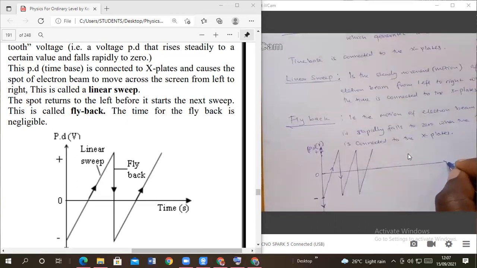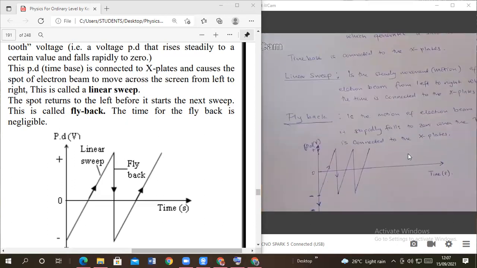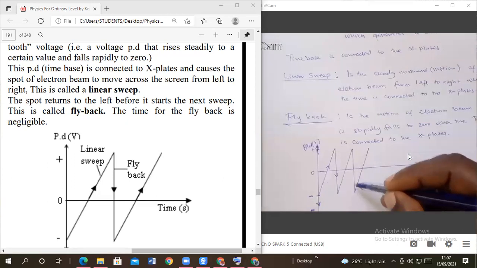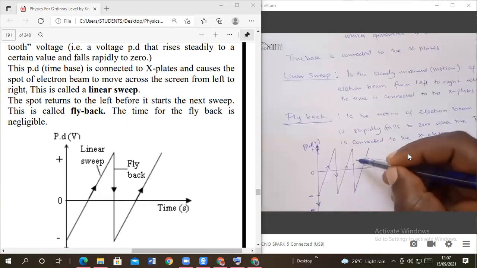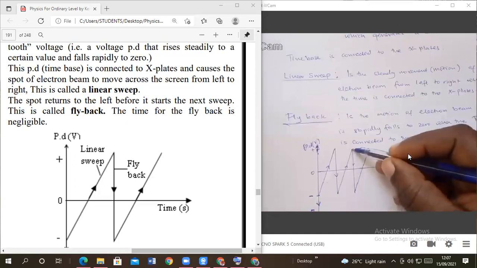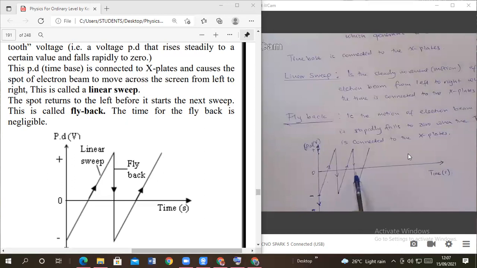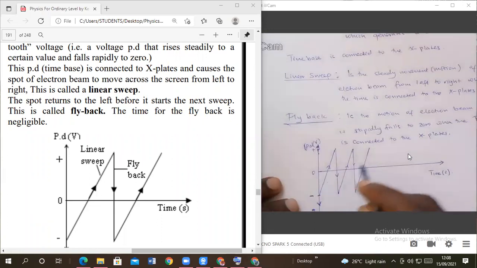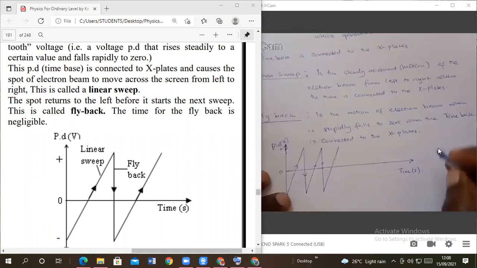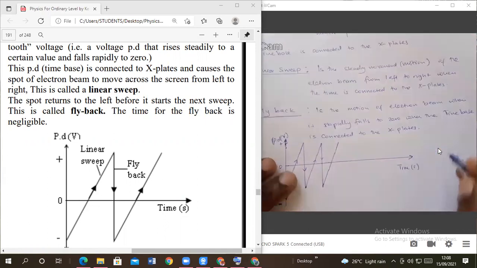And this axis is the time in seconds. The time that is taken for this voltage to fall back to 0 is this time which is here. It is very small, it may be like microseconds. The time which is in between, when I say in between, I've drawn a line.